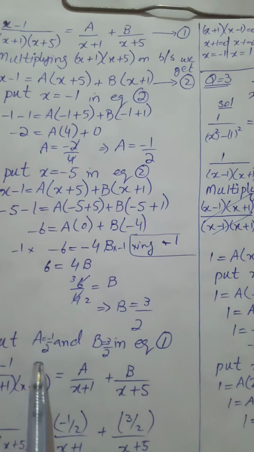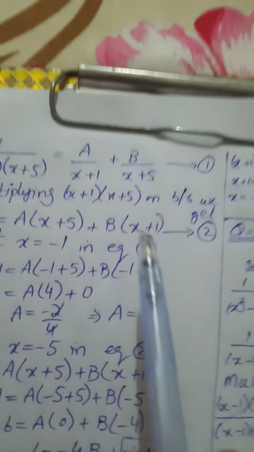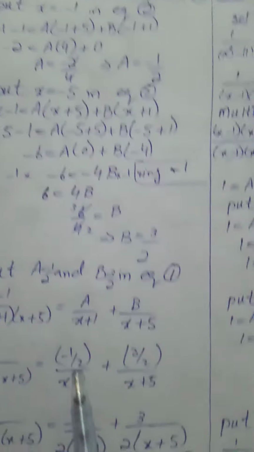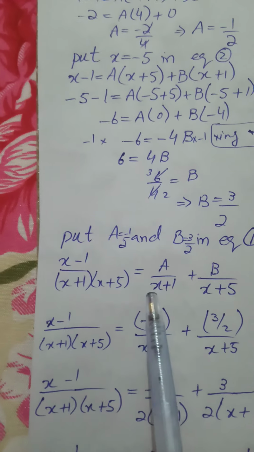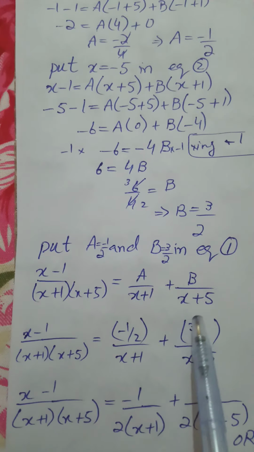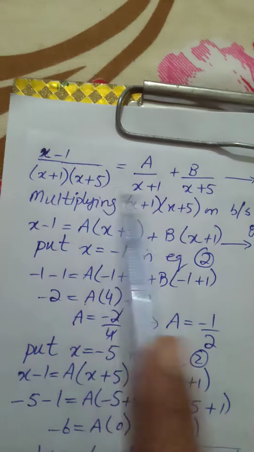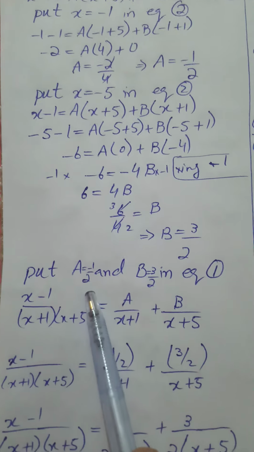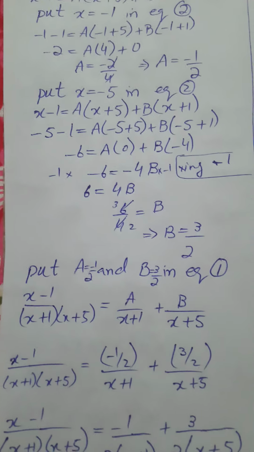Now we will put a is equal to minus 1 by 2, b is equal to 3 by 2 in this equation. Let me write this equation over here. So this is (x minus 1) into (x plus 5) is equal to a(x plus 1) plus b(x plus 5). This is nothing but the same equation. So here we can put the value of a, and here we can put the value of b.